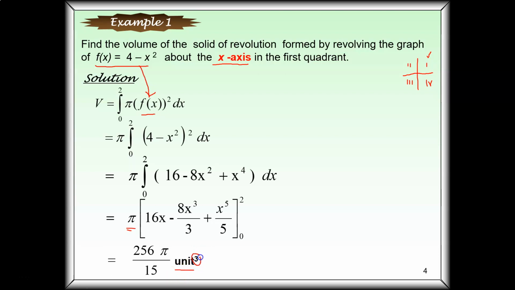Unit cube over here means volume. Previously we have learned about area, where the unit will be unit square, only square. Unit square means area. Unit cube, unit to the power of 3, means volume. So this is when you revolve the curve or a function about the x-axis. It's easy if it's the x-axis, the terms are all in x. You just need to substitute and then integrate, then you substitute with the definite integral. So that is when you have the x-axis.